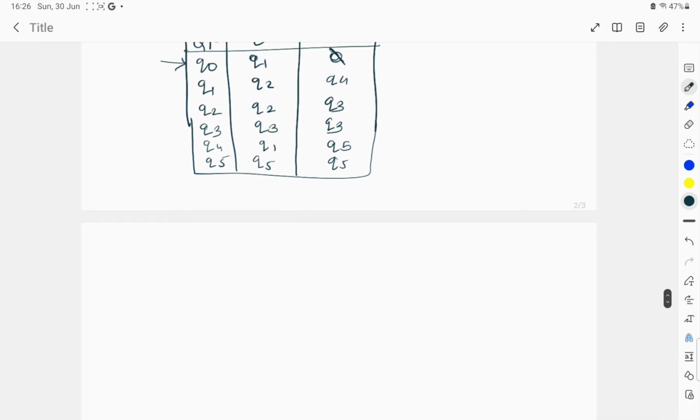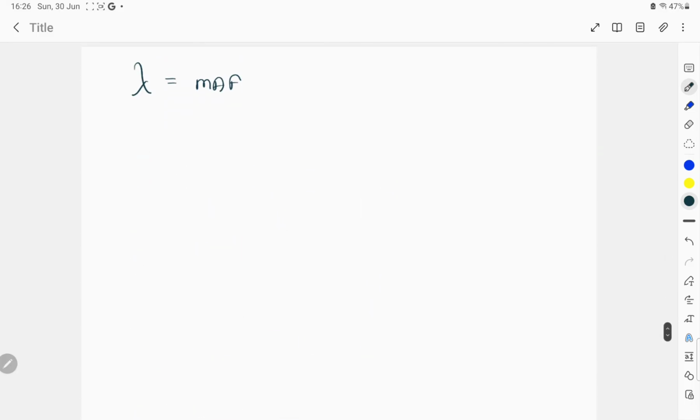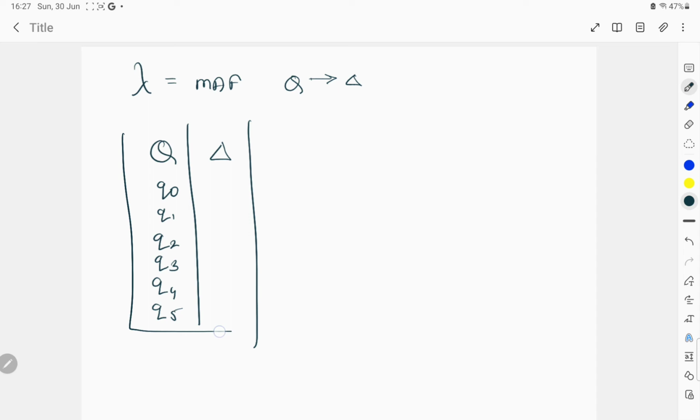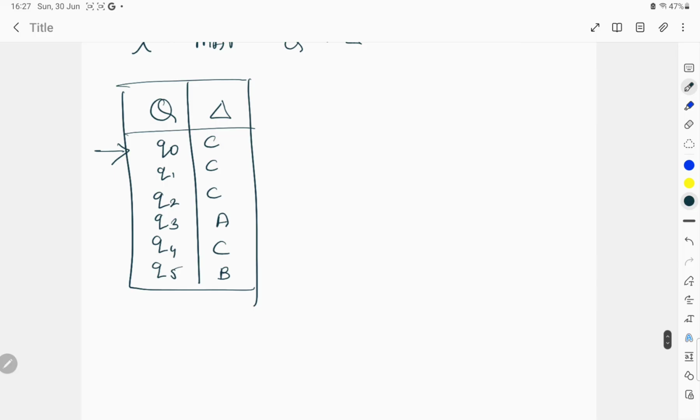Next we will have this lambda, which is a machine function. We also call it a MAF. This one we call a state function, which is STF. Machine function is written as lambda: Q gives delta. That means every state has some output associated with it. What are the states that I have? Q0 to Q5. So this is going to be my machine function table, where Q0 is the initial state. Here Q3 has output A, Q5 has output B. All the rest of the states have output C. So that is my machine function table.